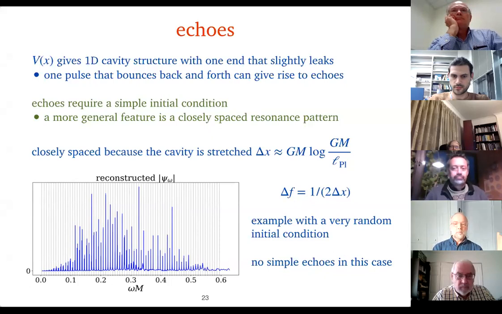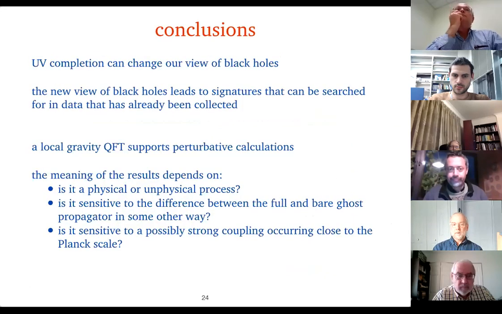So I think I've been trying to argue that UV completion can change our view of black holes, and the new view of black holes can lead to signatures that can be searched for in data that has already been collected. And then I also described Stelle's local gravity quantum field theory that supports perturbative calculations. It's just that you have to think about what the meaning of these results are that you would get. Like, is it a physical or is it an unphysical process? Although we've already seen that calculating unphysical processes can be useful to see how the perturbation theory is working.